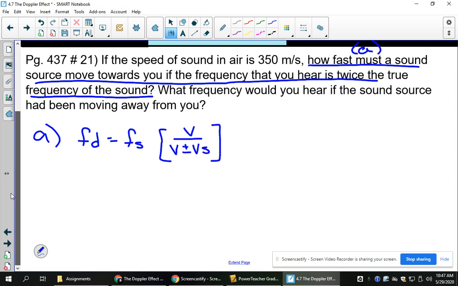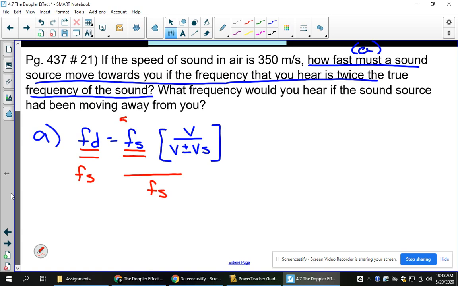I'm solving for Vs, and I do have information about perceived and true frequency. I know that whatever this one is, the other is twice as big. So I can pick whatever numbers I want. I could say the frequency of the source is 500 hertz, which would mean the perceived frequency, double that, would be 1,000. But ultimately, whatever numbers I pick here, remember that the first algebraic step is to divide by Fs.